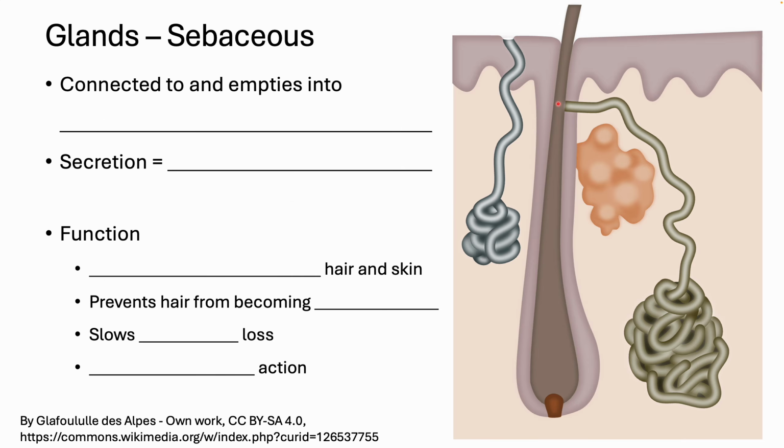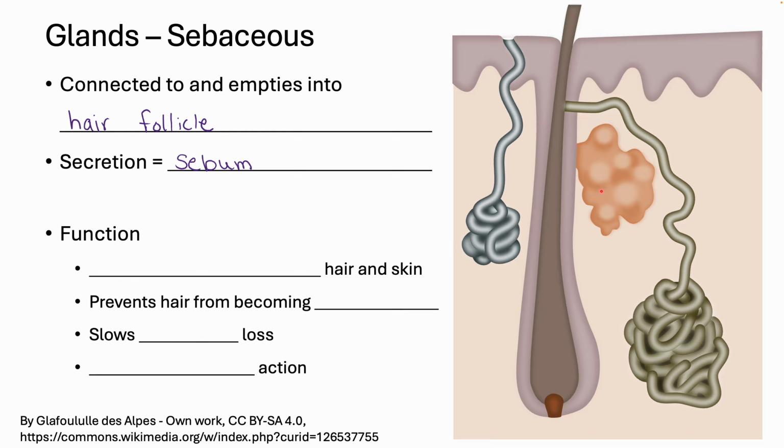And then our final type of gland are our sebaceous glands. So these are glands that are going to connect to and empty directly into the hair follicle. So we see that third gland over here on this picture representing that. The secretion instead of sweat is actually sebum. Sebum means greasy or oily.